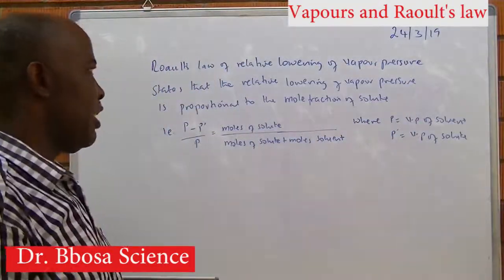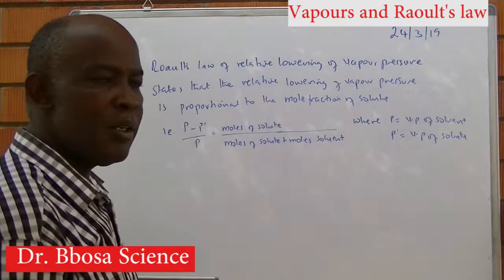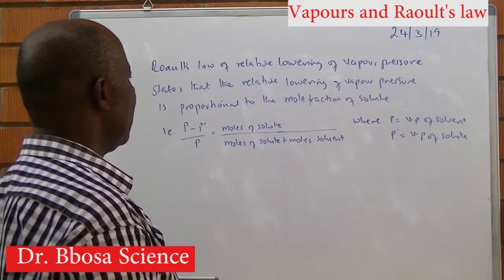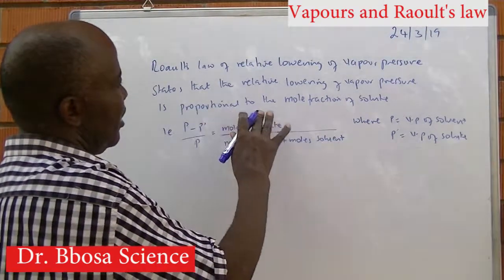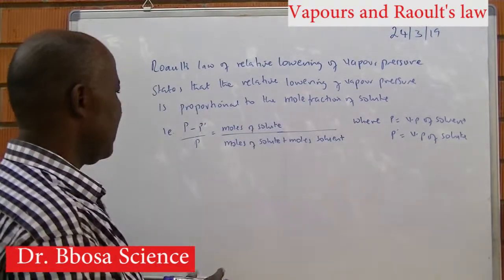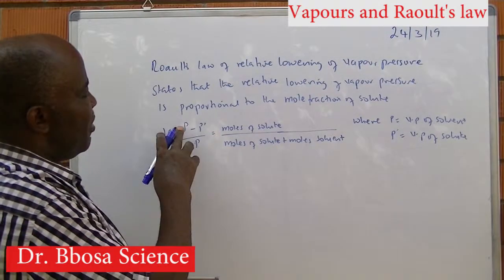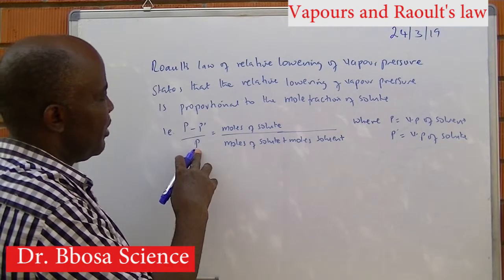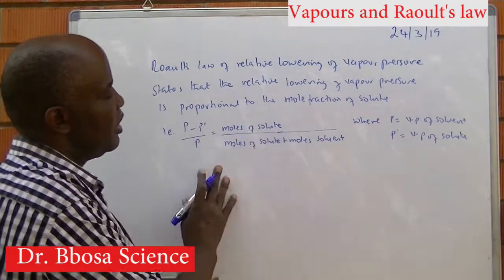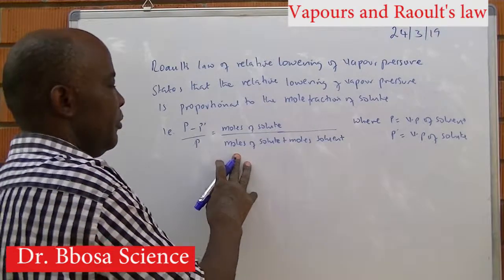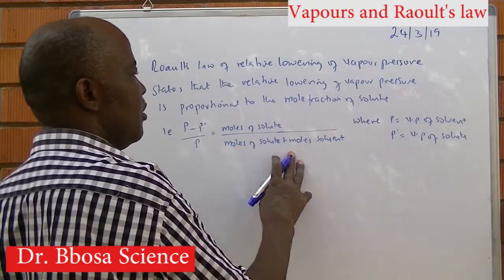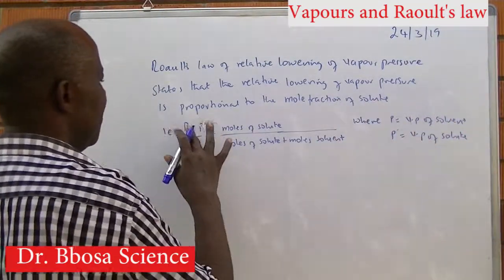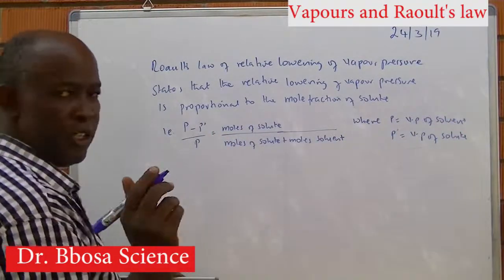Raoult's law of relative lowering of vapor pressure states that the relative lowering of vapor pressure is proportional to the mole fraction of the solute, i.e., the vapor pressure of the solvent minus the vapor pressure of the solution over the vapor pressure of the solvent is equal to moles of the solute over moles of the solute plus moles of the solvent, where P is the vapor pressure of the solvent and P dash is the vapor pressure of the solution.